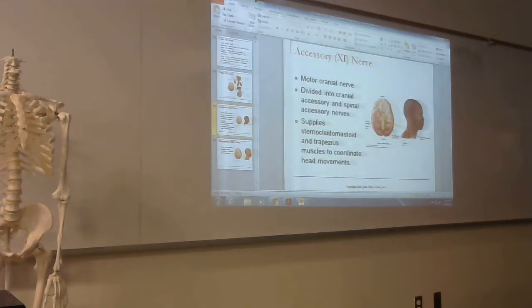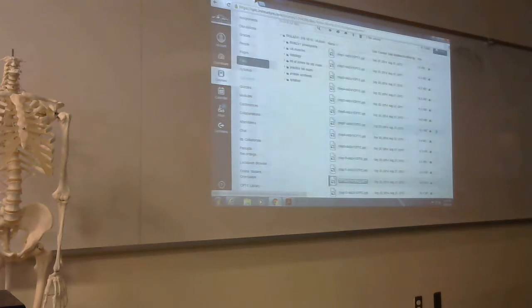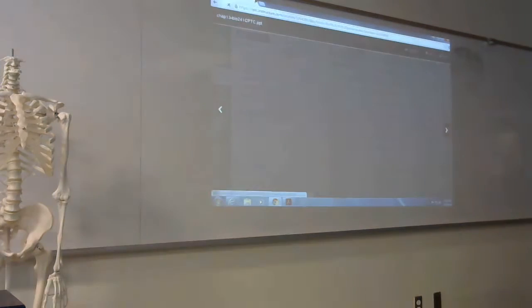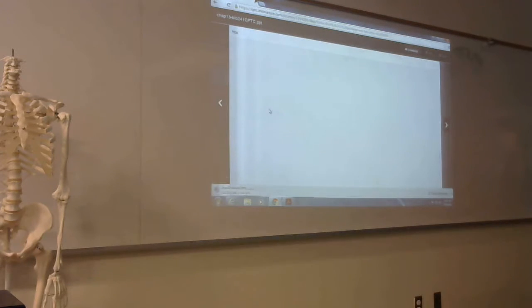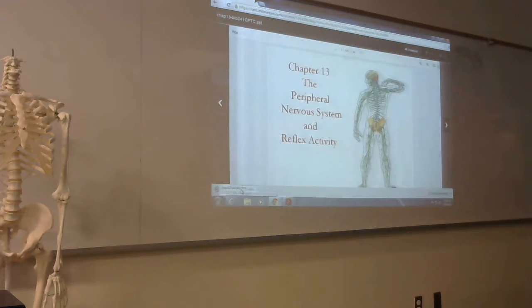So remember your cranial nerves, how to test them. Then we go to chapter 13. By the way, I know you know, right? Sensory is afferent, motor is efferent. You should know those two terms, afferent, efferent. Okay, spinal cord and reflexes.